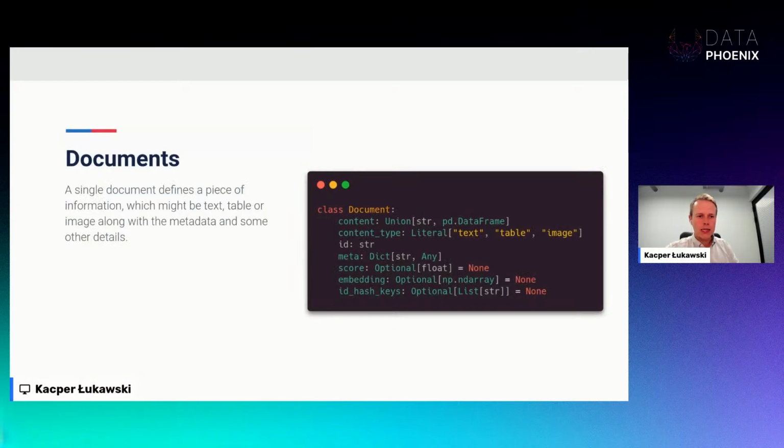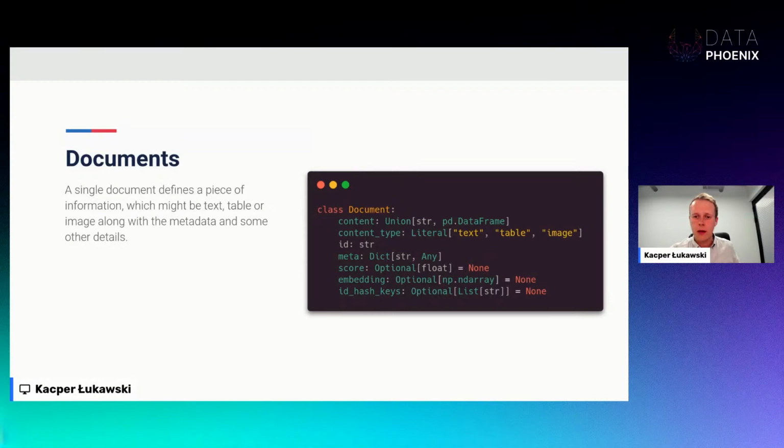So Haystack also has a concept of a document. Each document might have a different type. They support texts, tables, and images. And each document also has an ID and some metadata if you want. But a single document is not limited to text, so it is more similar to Llama Index than to LangChain. But overall, the idea stays the same. Okay, so this is how it looks in Haystack.